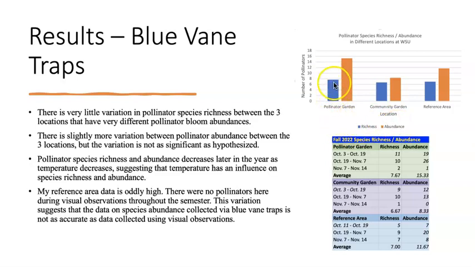So you can see when you look at these blue bars in my 3 locations, they're very, very similar. There's not much variation. There is slightly more variation, however, between pollinator abundance between the 3 locations, but the variation is not as significant as I hypothesized. So if you check this out right here, you can see the difference between the 3 areas. They're pretty similar. The least abundance that was found was in the community garden.